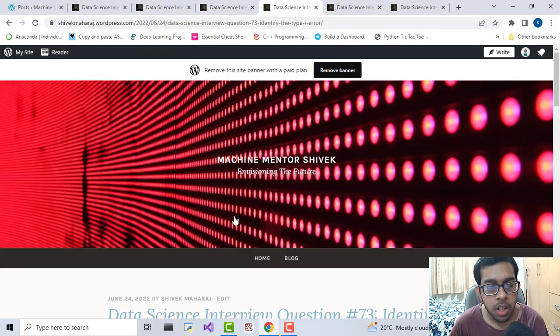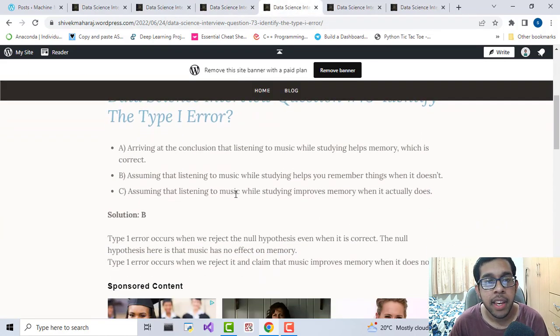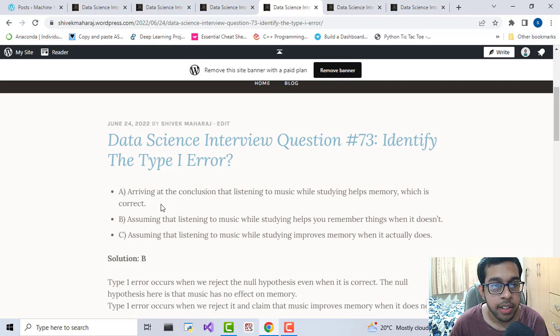Now, on to question number 73. Identify the type 1 error. A. Arriving at the conclusion that listening to music while studying helps memory, which is correct. B. Assuming that listening to music while studying helps you to remember things when it doesn't. C. Assuming that listening to music while studying improves memory when it actually does. So the solution to this is B.